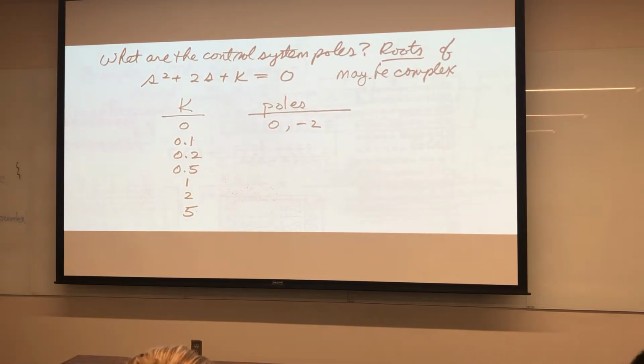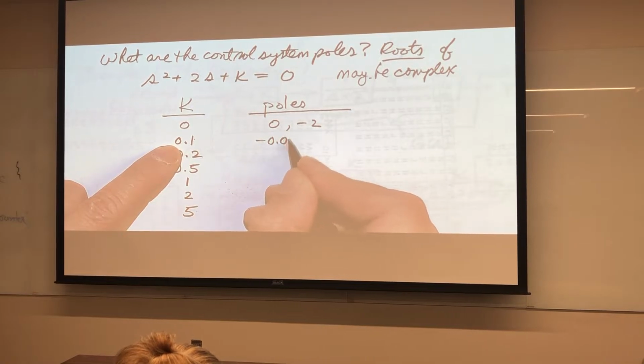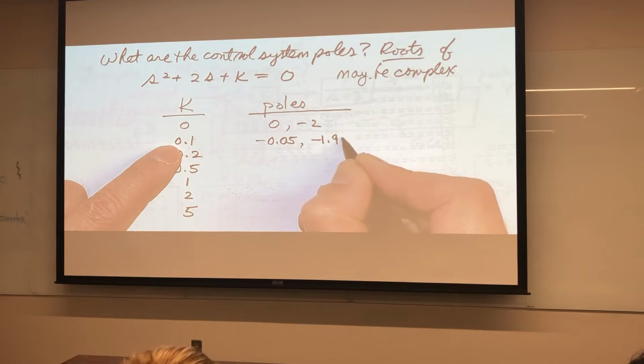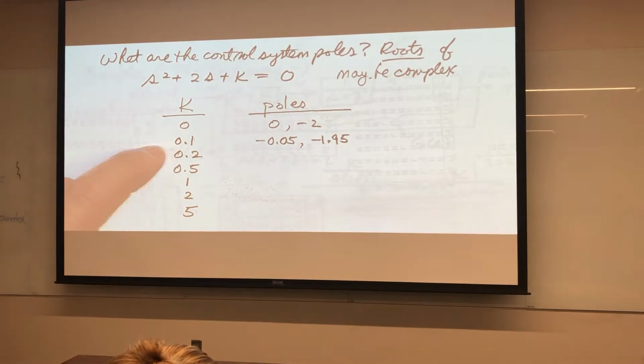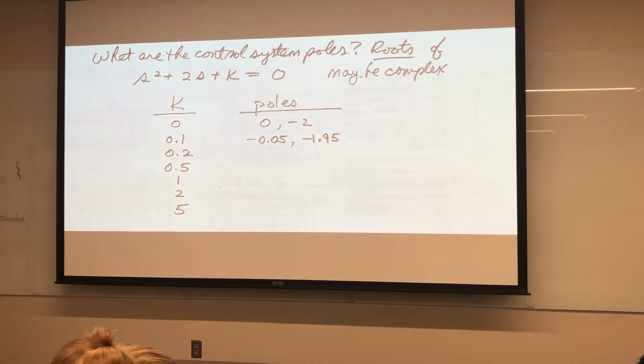Okay, shout it out when you get a number. Negative 0.051. Negative 0.051, okay, and negative 1.948. Okay, round them off to 2 decimals.